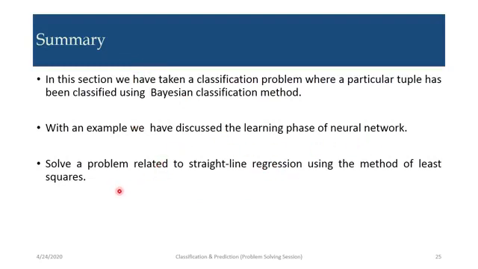At last, we have solved a problem related to straight line regression using the method of least squares. Here we took one example where we calculated the mean of x and the mean of y. Then, according to the formula, we calculated the W0 value and W1 value, put them in the straight line equation and plotted the graph.